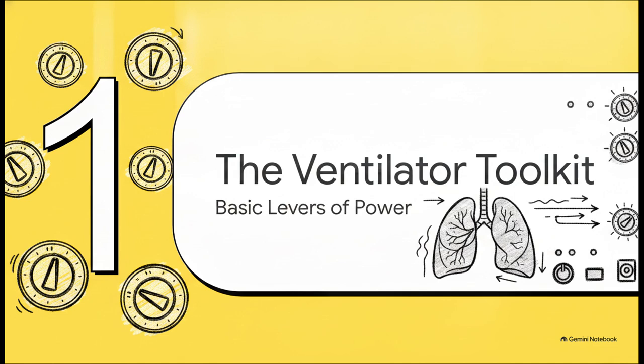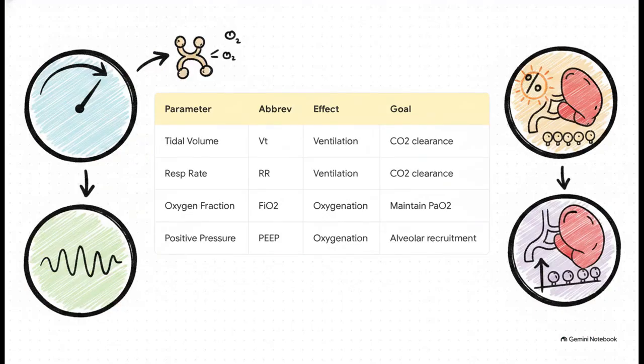Let's look at the primary levers of power you actually control on the mechanical ventilator. Think of this as your absolute must-know cheat sheet. Notice how we divide your dials into two totally distinct camps. On one side, you've got your ventilation controls. Tidal volume, which is the actual size of the breath, and respiratory rate, the frequency of those breaths. Together, these control carbon dioxide clearance. On the flip side, you have your oxygenation controls. FiO₂, the percentage of oxygen you're delivering, and PEEP, the pressure keeping the alveoli stented open at the very end of a breath.